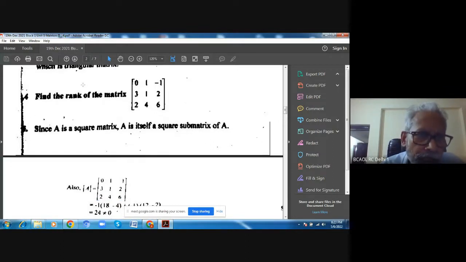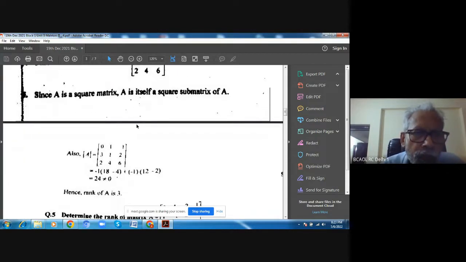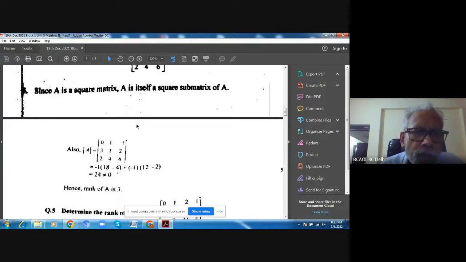So rank is related to your determinant, and if it is a 0, then you can reduce it. Suppose, for example, this one, you see the determinant is 24, not 0. So rank is 3 only. Hence, the rank of A is 3. Suppose it is not 24, it is a 0. The determinant is 0. Then you can say the rank of A is 2. That's all.